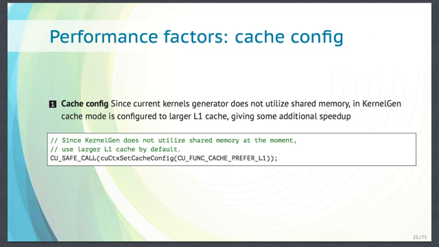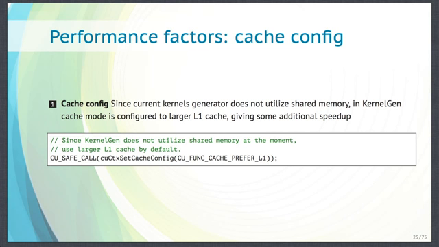Performance factors. First of all, we can make a free of charge performance improvement because it turns out OpenACC is not doing anything about cache configuration. Current OpenACC compilers mostly do not utilize shared memory. In KernelGen, we are also not able to utilize shared memory for caching at this point. So it would be logical to prefer a larger L1 cache. So using just this one line, you would have some performance gain against PGI for free.